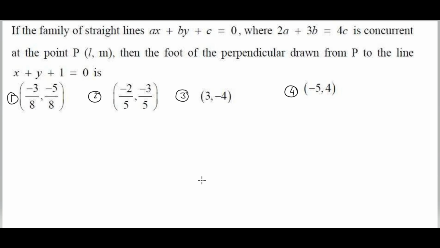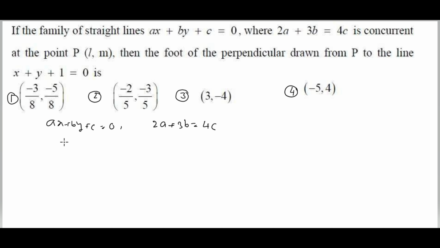Next problem. If the family of the straight lines ax plus by plus c is equal to 0, where 2a plus 3b is equal to 4c, is concurrent at the point P(L, M), then find the foot of the perpendicular drawn from P to the line x plus y plus 1 is equal to 0. Here is given ax plus by plus c is equal to 0 and 2a plus 3b is equal to 4c. These two lines are concurrent.